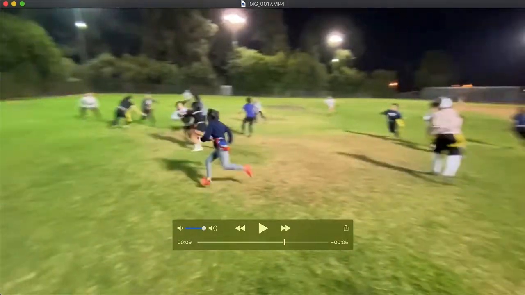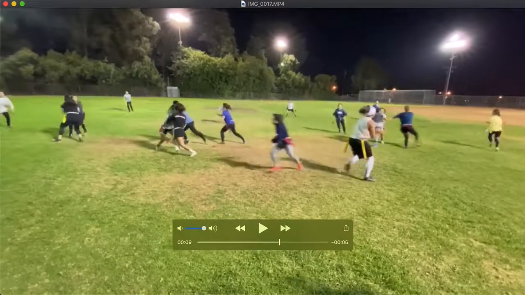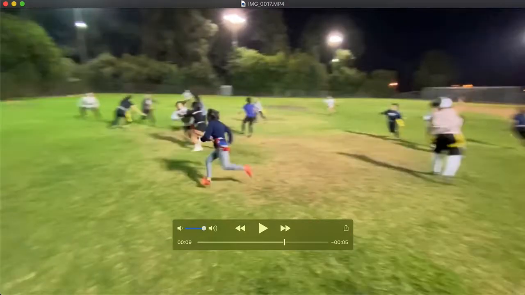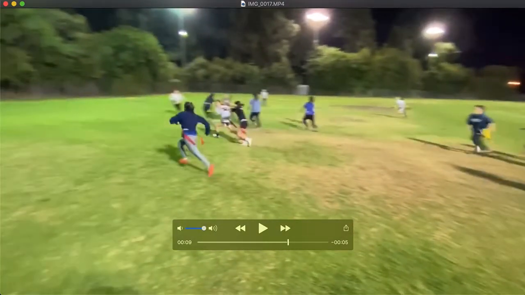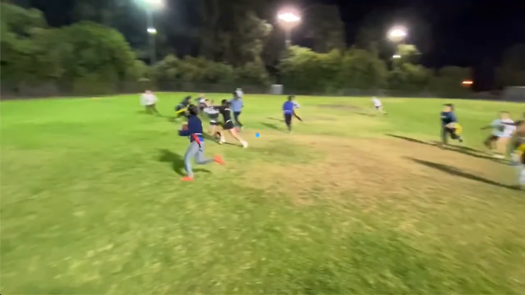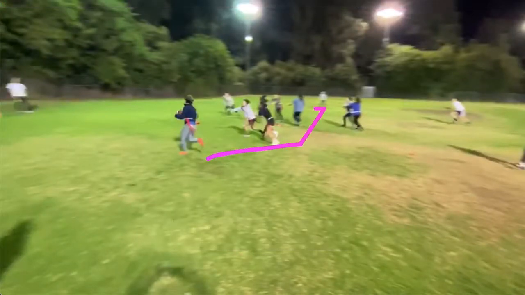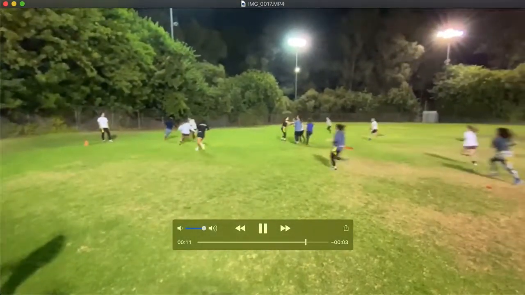Out of bounds. On this blocking right here, Jen, you could kind of be patient, read your blocks. So right here, once you see that Kimmy has this inside position and you're about to run into 1, 2, 3 defenders, feel free to plant, cut back, and now you'll have 1, 2, 3 blockers blocking for you. So if you cut back right here, you would have had a lane here, a blocker here. Out of bounds.